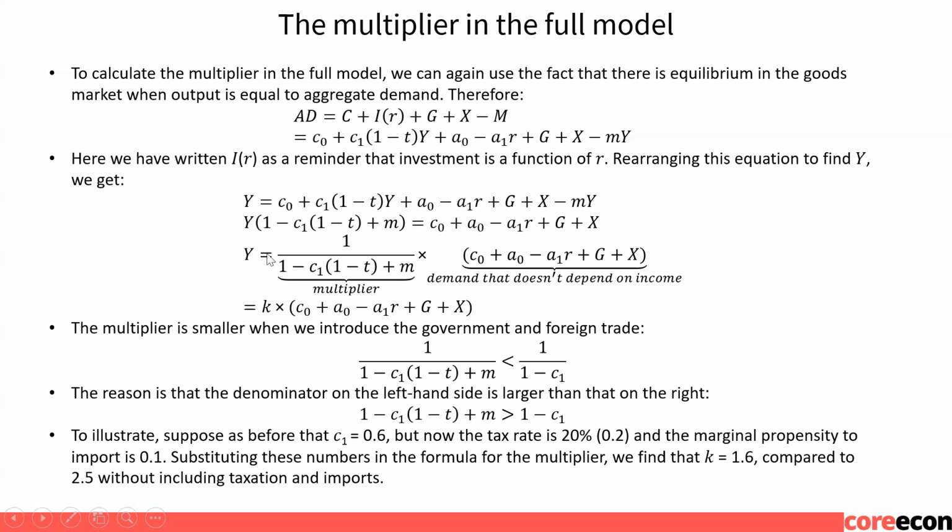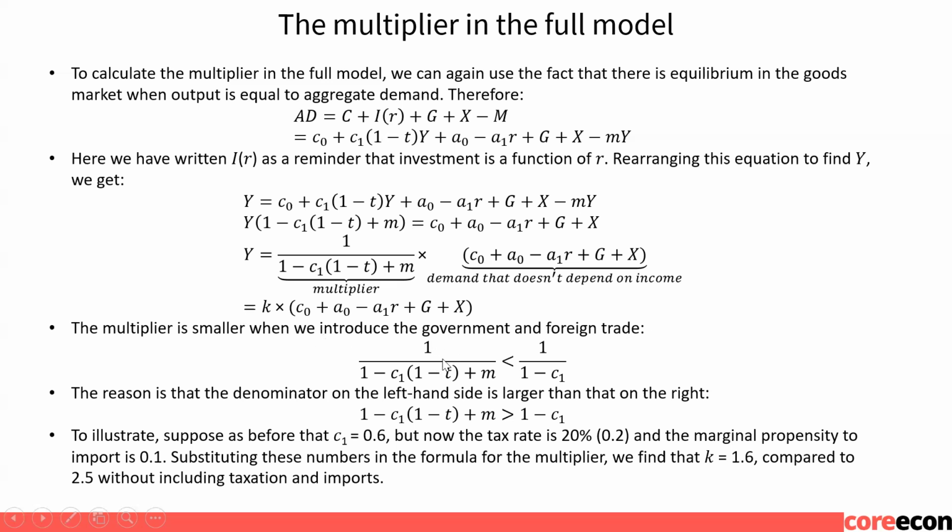So Y is equal to 1 over that term in the bracket, times whatever is on the right-hand side. This is a demand that doesn't depend on income, right? So we have the multiplier and the part that doesn't depend on income. We call it the K multiplier. And the multiplier in this case is smaller when we introduce the government and foreign trade.